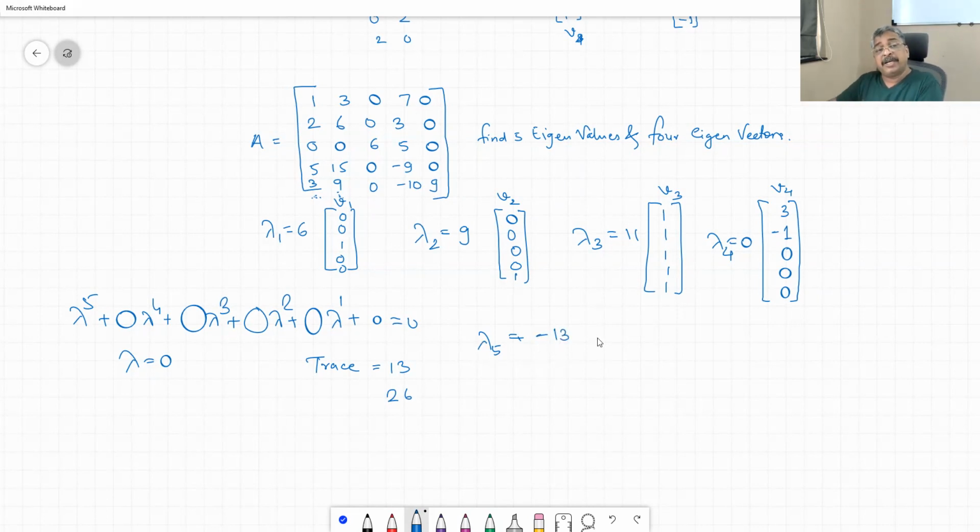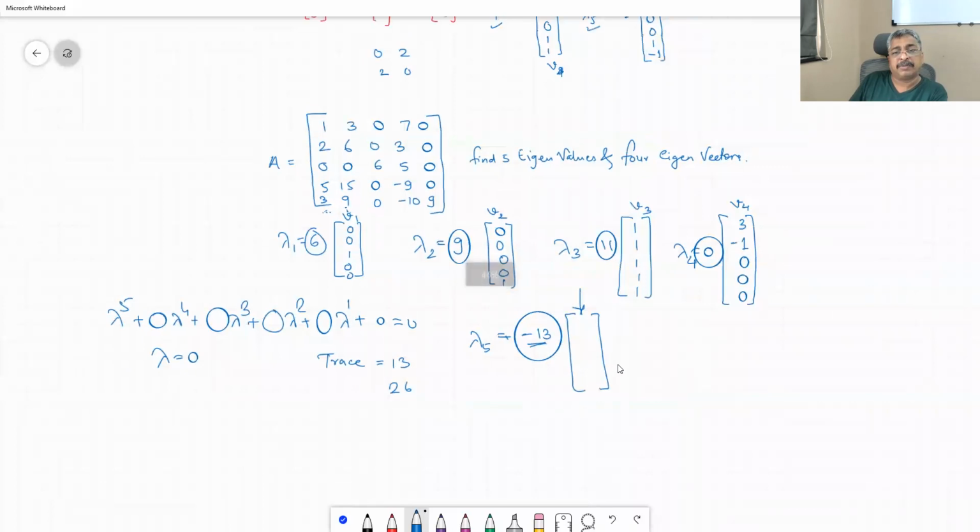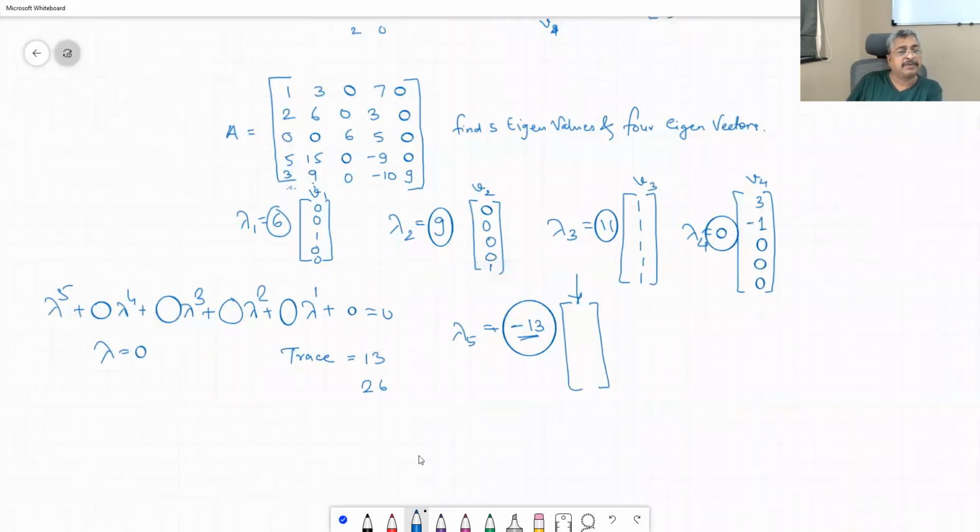If you are really interested in finding the corresponding vector for minus 13, we will have to follow the procedure and we will get it. But that is not expected out of a 5 by 5. There will be a column vector corresponding to lambda 5. So for a 5 by 5 matrix, you quickly found all 5 eigenvalues with proper systematic understanding of theory.